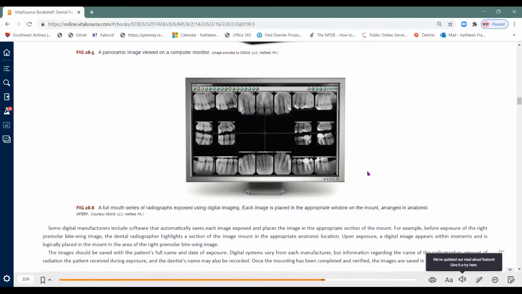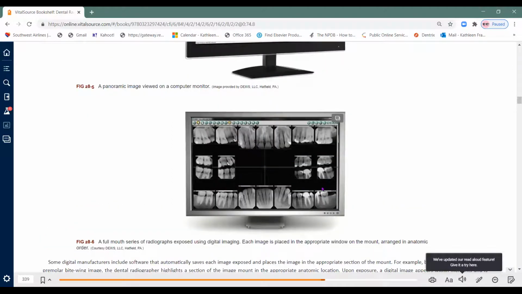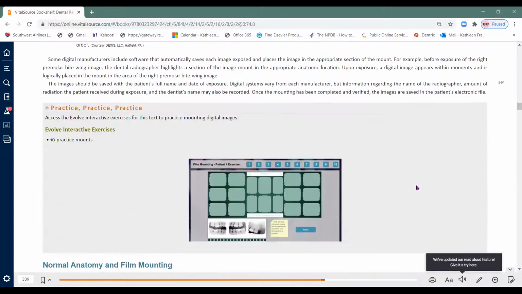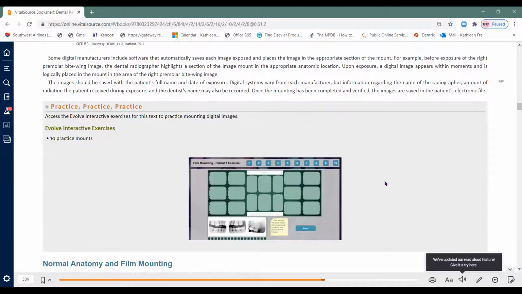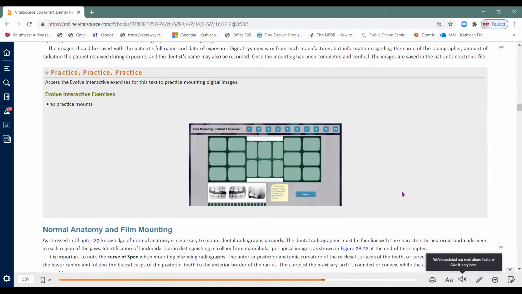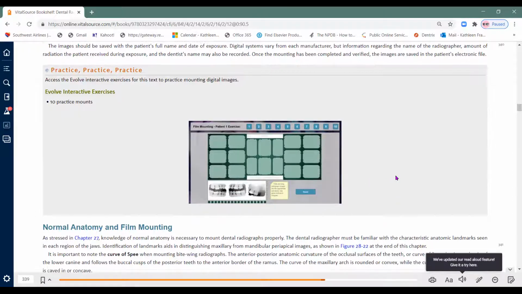Okay, so this is basically what it's going to look like on the computer. But you do need to know how to mount them and how to look at the x-rays to tell if it's a maxillary molar or a mandibular molar. And all that is done by looking at the anatomy of the tooth.